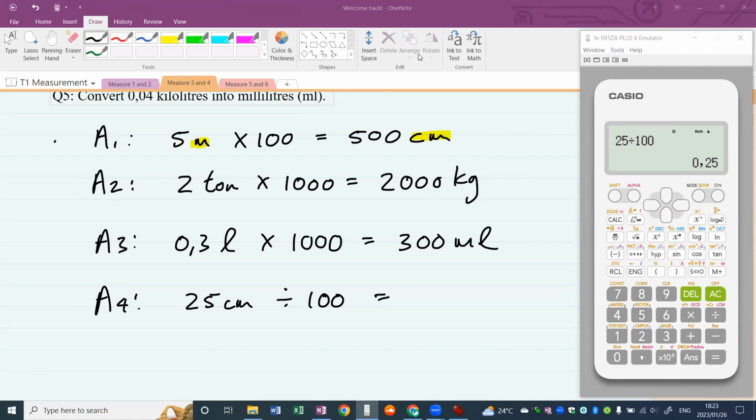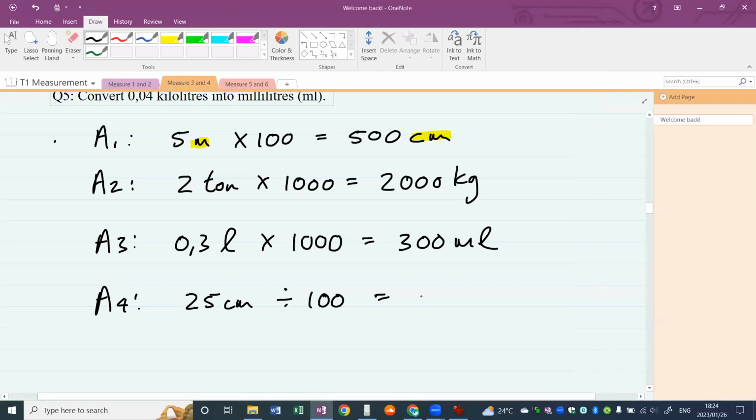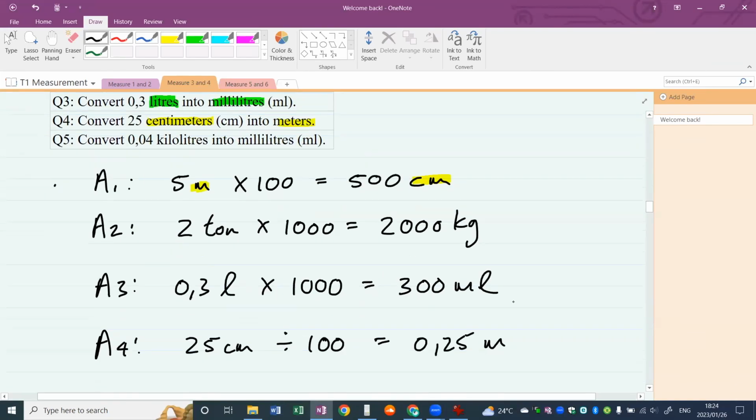Well done, Itabile. All right, so 2 decimal places. I've got my 2 decimal places there. So the answer is 0.25, and I need meters. Hey, what does the question want? Yes, the question wants meters.